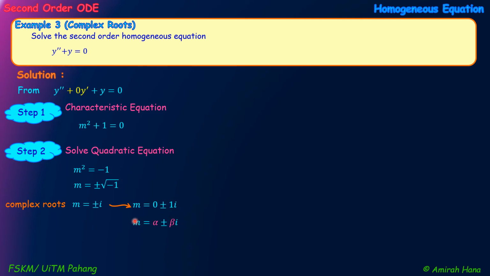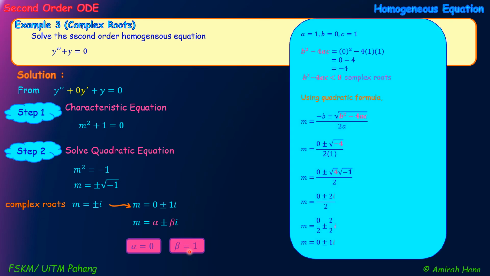Because we need to find alpha and beta, when we compare m equals to alpha plus or minus beta i, we get alpha equals to 0 and beta equals to 1.